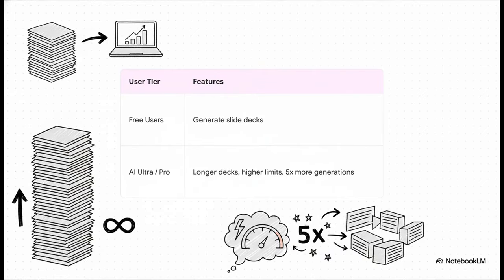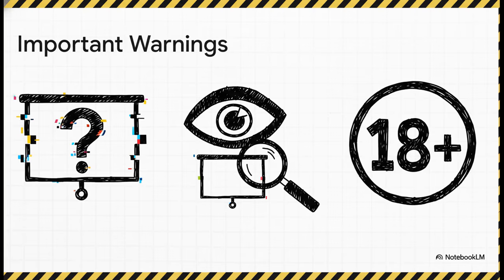So what about access? How much does this cost? Well, the good news is free users can generate slide decks. You can try this out, but for those of you who need more horsepower, the AI Ultra or Workspace Pro plans will let you create longer decks, give you higher usage limits, and basically 5 times more generations to play with. And finally, just a couple of really important warnings.